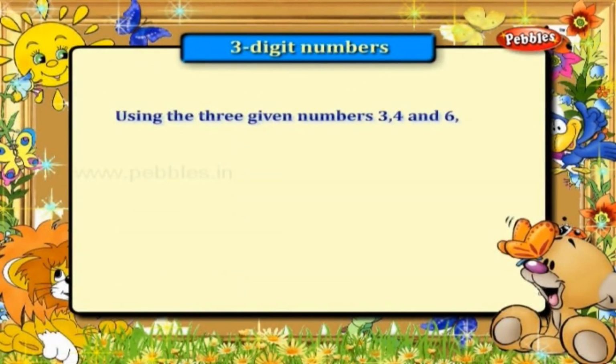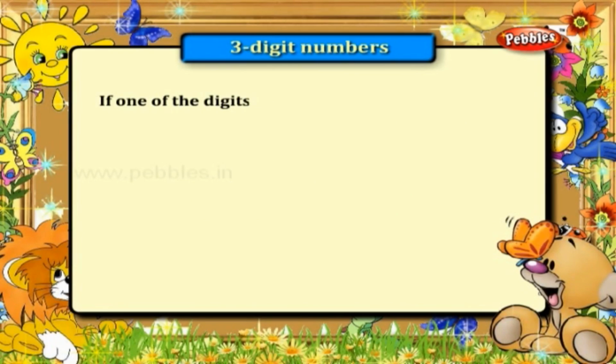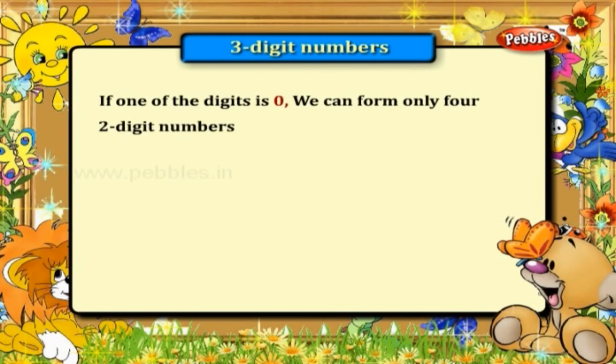Using the three given numbers 3, 4 and 6, we get 34, 43, 46, 64, 63 and 36. The greatest number is 64 and the smallest number is 34. If one of the digits is 0, we can form only 4 two-digit numbers.